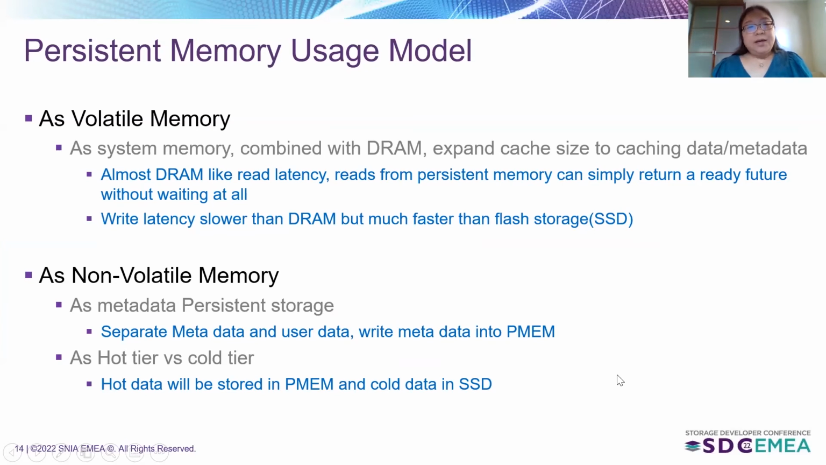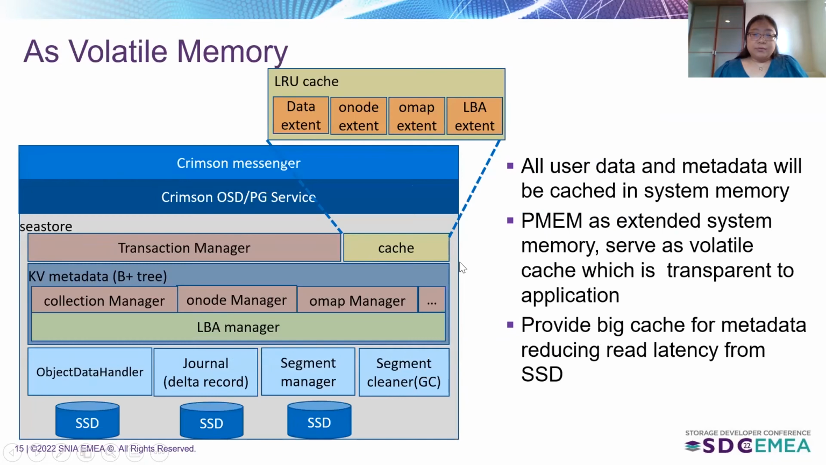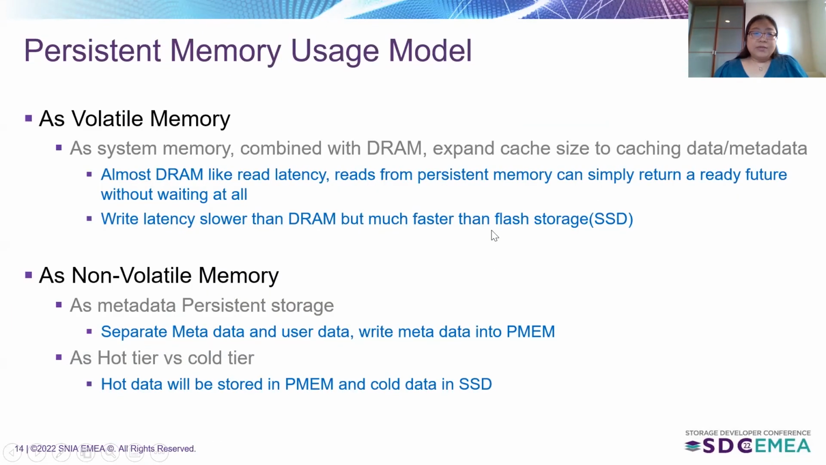And the PMEM persistent memory usage model. Persistent memory can work as volatile memory or non-volatile memory. As volatile memory, it is combined with the DRAM. So we can think the system memory is enlarged, and we can set a big cache size, caching more data and metadata. The PMEM has almost DRAM-like read latency, so a read from the persistent memory can simply return a ready future without waiting at all. The write latency is slower than DRAM, but much faster than SSD.